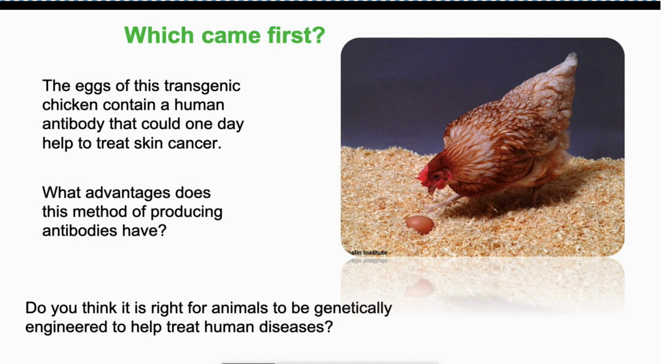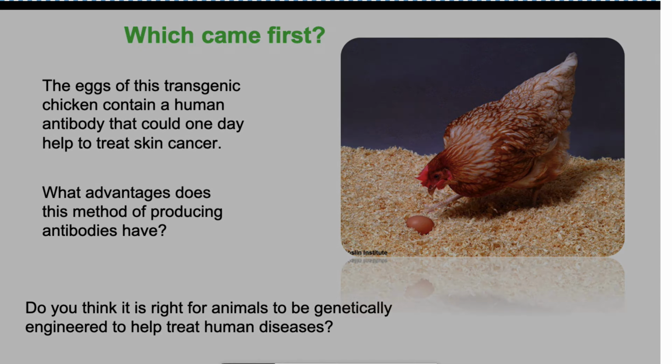Which came first? The egg of this transgenic chicken contained a human antibody that could one day help to treat cancer. What advantages does this method of producing antibodies have? Do you think that it's right for animals to be genetically engineered to help treat human disease? We're going to actually talk about this one.